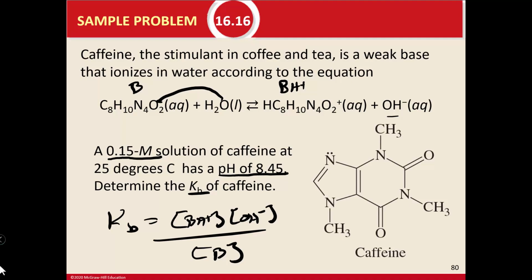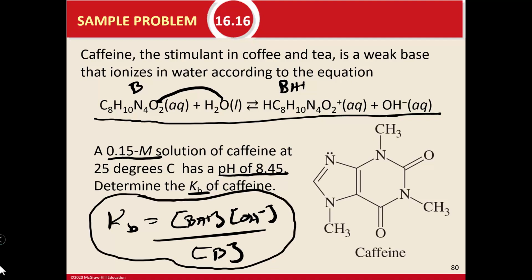You've got your balanced chemical equation. You must have that in order to do any equilibrium problem. That's number one. Number two is you have the expression, and you know this is a Kb because the hydroxide ion is in the expression. And then you go, do I know what the hydroxide ion concentration is? You know what the pH is. If you know the pH, you can determine the pOH. And if you know the pOH, you can determine the hydroxide ion concentration. So there's my plan of action for that.